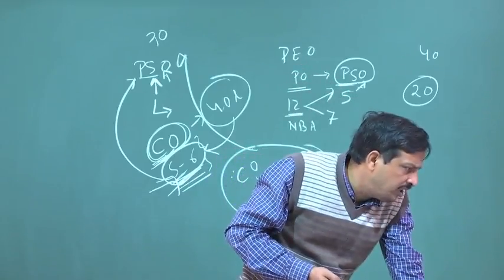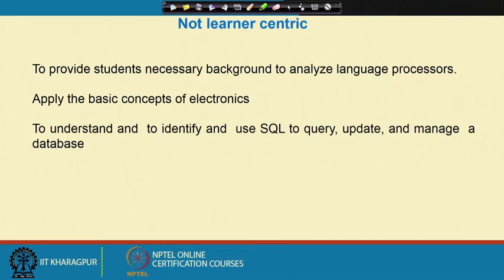Similarly, if you see another objective that is not learner centric, like "provide students necessary background to analyze language processor." Is it a course outcome? It is not learner centric, it is teacher centric. The teacher says that I will provide you, but that is not required. We want learner centric. What are students able to do?